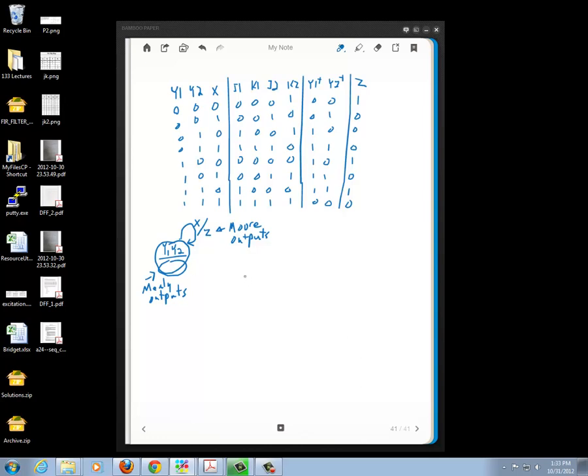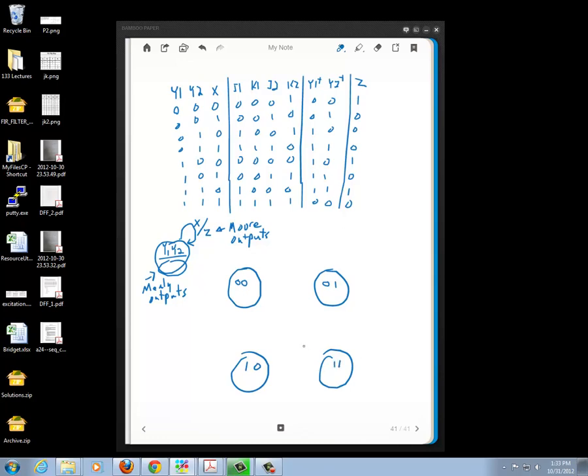Okay, so in our state diagram, remember we have two state variables, so we can have a possibility of 4 different states. So I'm going to draw the 4 states like this, 4 states, 4 bubbles. The first state is when y1 and y2 are both 0, so I'm going to call it the 0, 0 state. Then we're going to have the 0, 1 state, the 1, 0 state, and the 1, 1 state.